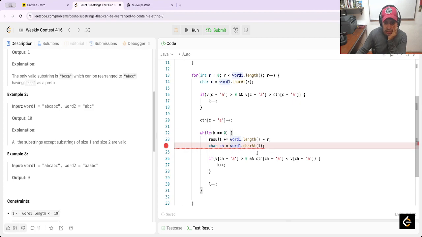Word 1, char at in the index cell. If this is greater than 0 and this is minor, that this, I think that here is minor equal.